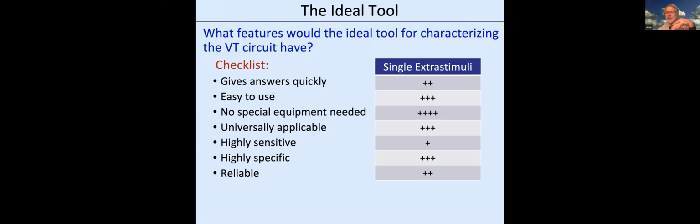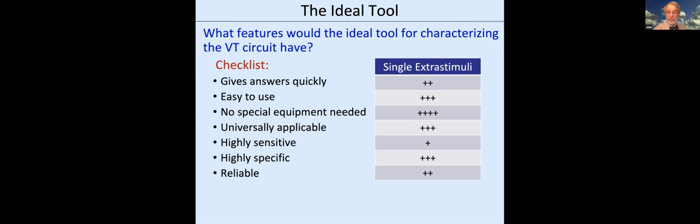How about single extra stimuli? My buddy Dave Collins, he's onto this thing, and it's better than entrainment in some ways because it doesn't take as long, because you're giving a single extra stimulus as opposed to a whole train of stimuli. It's less likely to disrupt a circuit. It's less likely to terminate or fibrillate somebody. So why not do this?